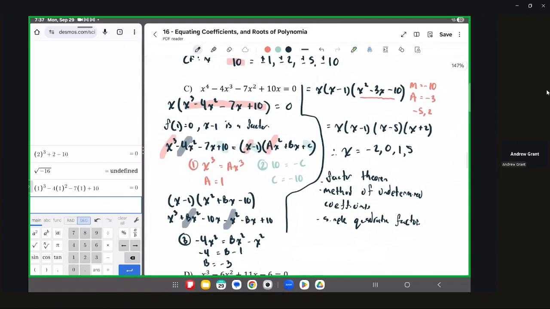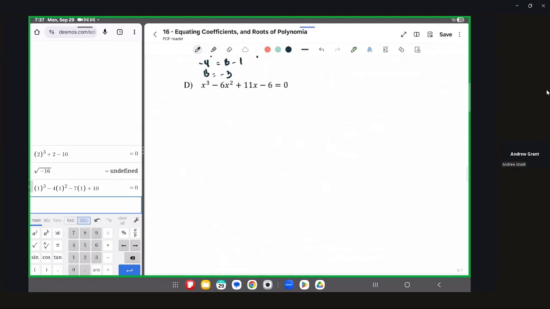Okay, so it's a lot of steps for us to solve this, but again, all completely reasonable as long as we know the method to solve these things. Okay.